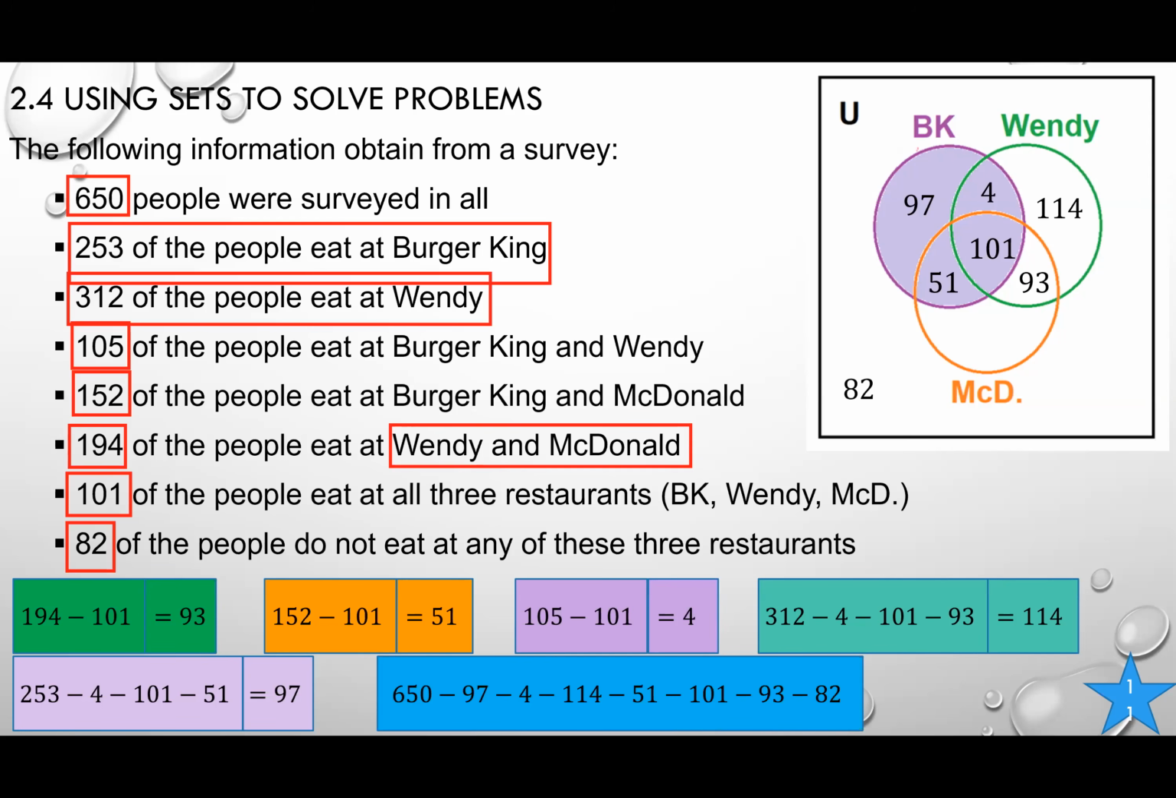You take that and you subtract what you have already accounted for. You need to subtract the 97 that exists, subtract the 4, subtract the 114, subtract the 51, subtract the 101, subtract the 93, subtract the 81. So if you subtract all of the people that you accounted for, you're left with 108, which is in this region right here. So that is the idea of this problem.